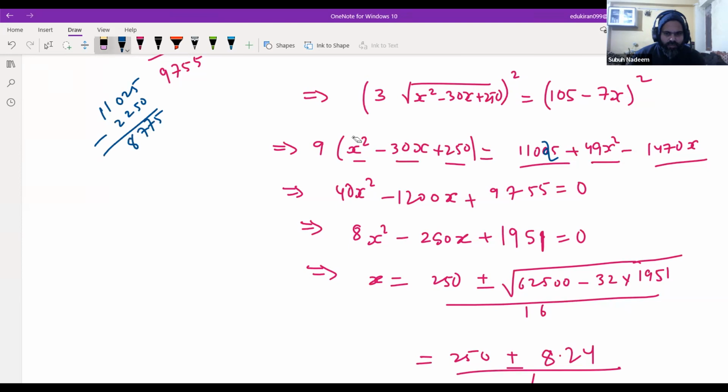So 8775. So this will become, no, it will not be 8, it will be 8, 7, 7, 5. So some careless mistake was there. So this will become 8x square minus 250x.